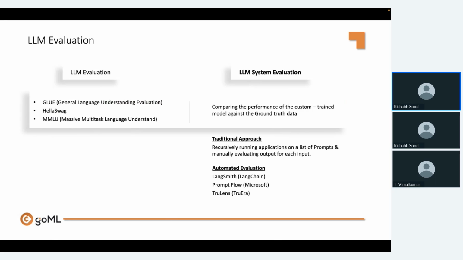That would be a traditional way of evaluating as well. Traditionally, and all these large language models, generative AI models, at least in our experience, are still evolving, the way we've solved this problem of evaluation is that we recursively run these applications, either automatically or through a set of QA engineers testing it in and out with a list of prompts or queries that we can throw at it, and then manually evaluating each output against the ground truth data or the input that we had given.